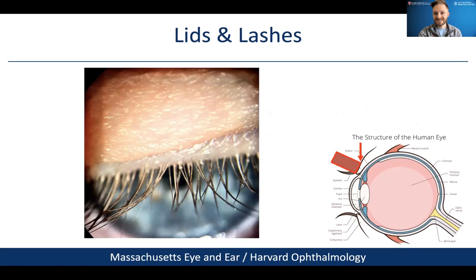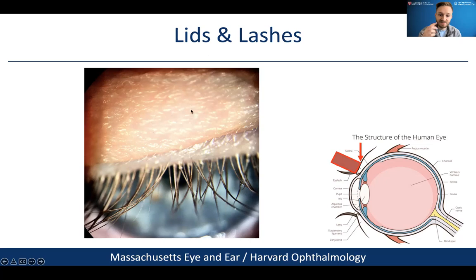So let's start with our systematic evaluation. First, we're doing the lids and lashes. Here you can see that we're using a broad beam of light, and we're focused on the skin and the lashes. Now, this is a high magnification view of the lids and the lashes, and if you were just looking grossly at someone's eye and weren't paying attention, you might not notice that there is little tiny crusty stuff on the lids.